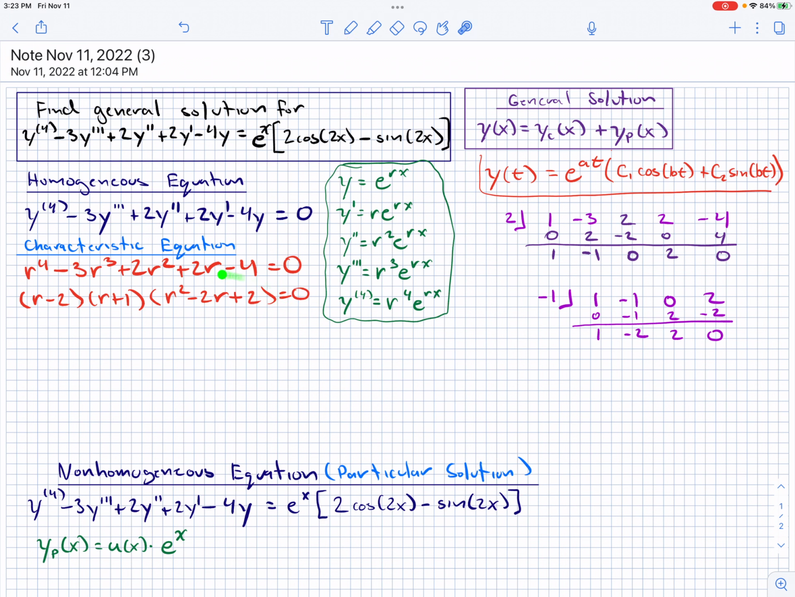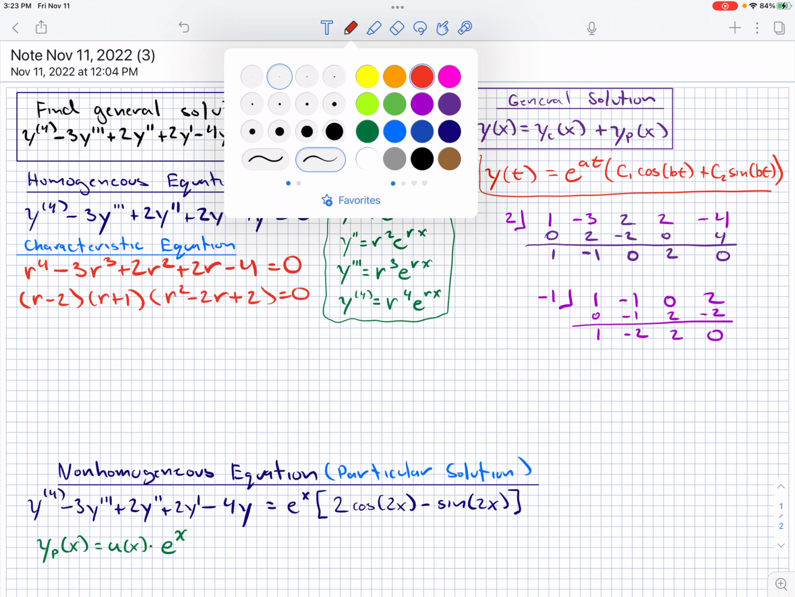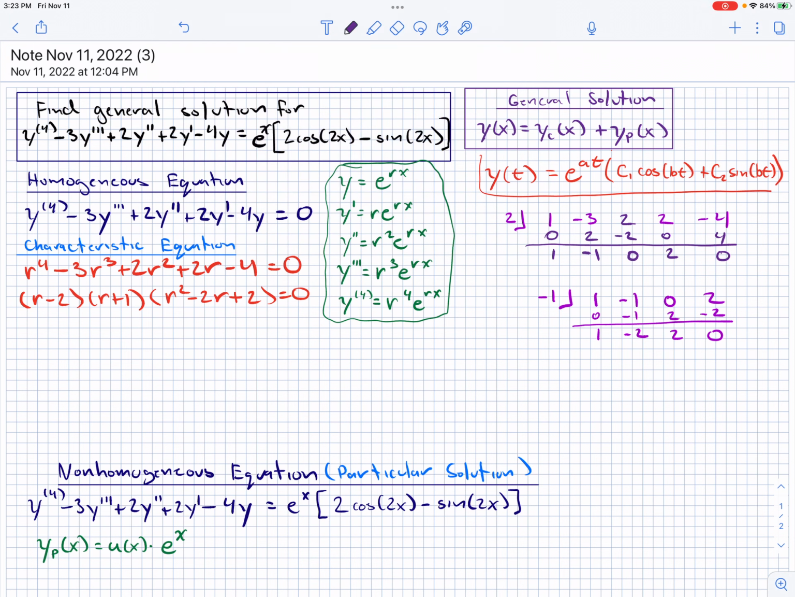Now for this, r squared minus 2r plus 2, we do need to use the quadratic formula to figure it out really quick. That's going to give us negative b, so 2, plus or minus the square root of b squared, which will be 4, minus 4 times a, which is 1, times c, which is 2, over 2 times a. When you simplify that, you end up with 1 plus or minus i.